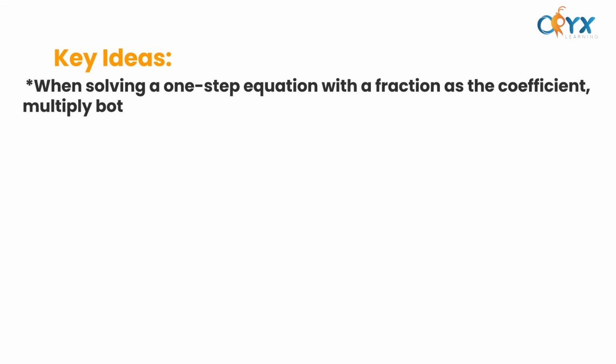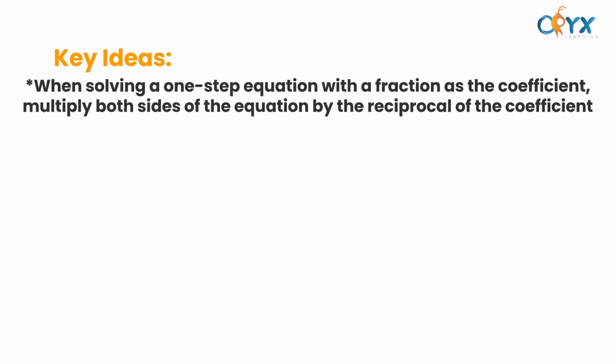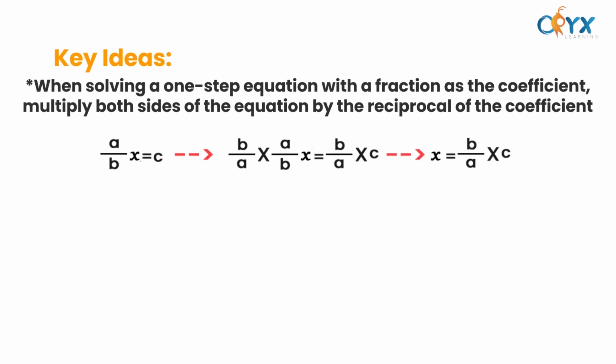Some key ideas from the lesson. When solving a one-step equation with a fraction as the coefficient, multiply both sides of the equation by the reciprocal of the coefficient. So if you have a over b times x equals c, we can divide by a over b, which is the same as multiplying by the reciprocal b over a. So b over a times a over b x equals b over a times c. So x would just equal b over a times c.